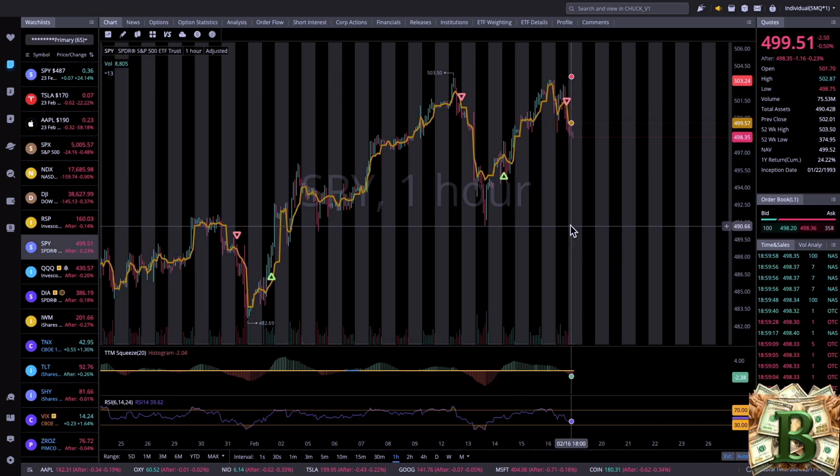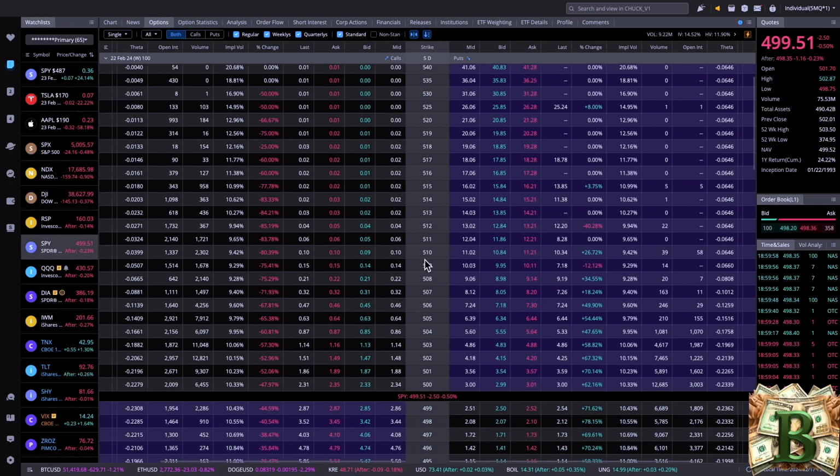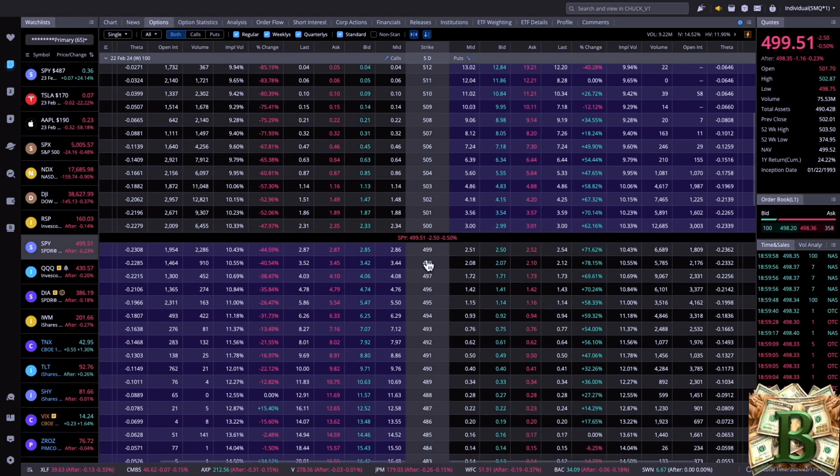And with puts, it's basically the same thing. It's giving you the right, not the obligation, but the right to sell 100 shares of the underlying if it goes in the money. Again, we flip premium. We don't exercise. If you're exercising, you either have a ton of money in your account, or it's more of an institutional thing. It's a hedging tool. Think about this for a second.